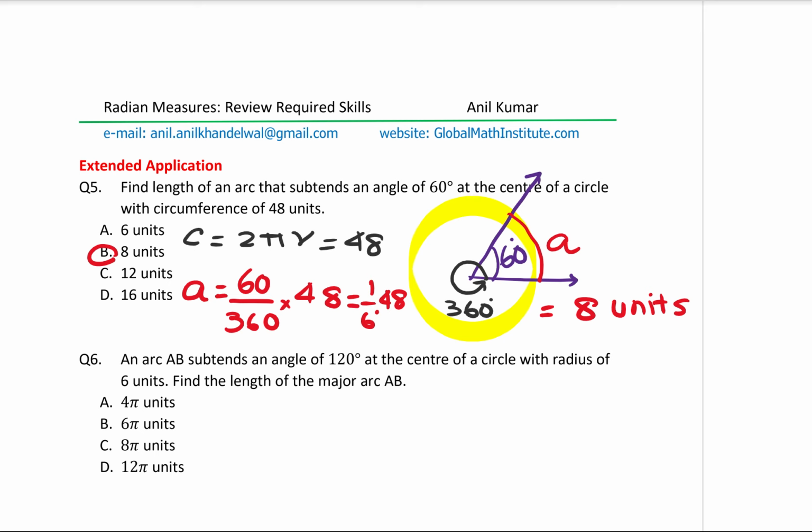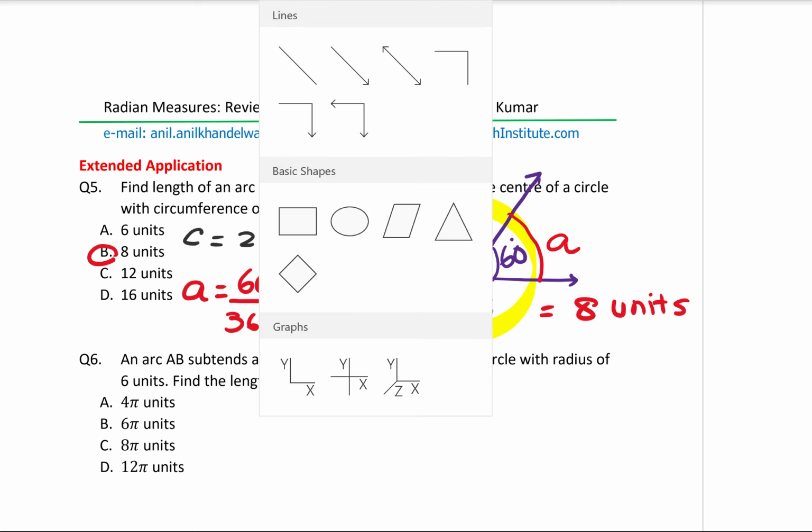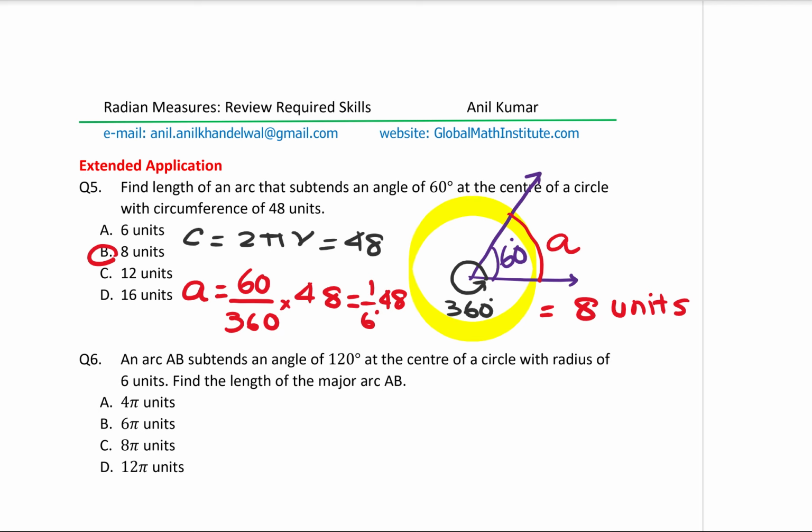The next question here is, an arc AB subtends an angle of 120 degrees at the center of a circle with radius of 6 units. Find the length of the major arc AB. Let me again sketch a circle, and then we'll try to understand that concept. This time let's take a circle. Let's say this is the circle for us.